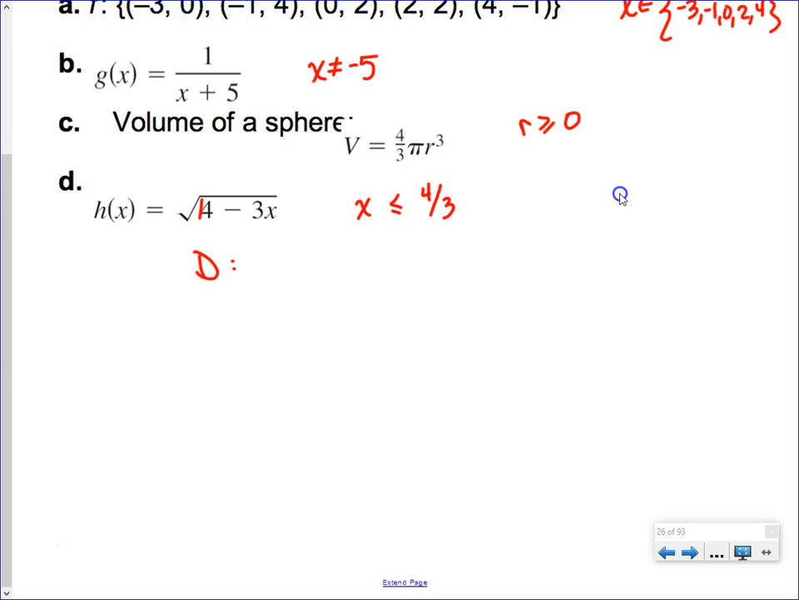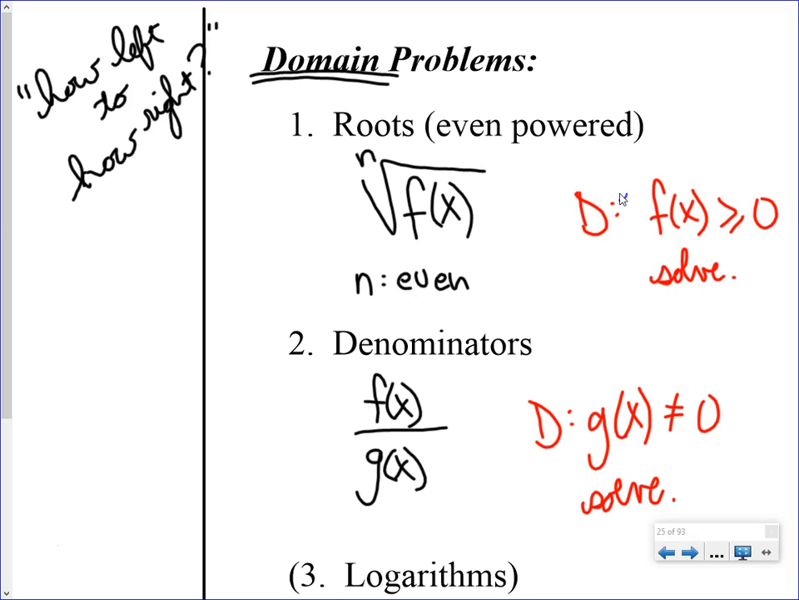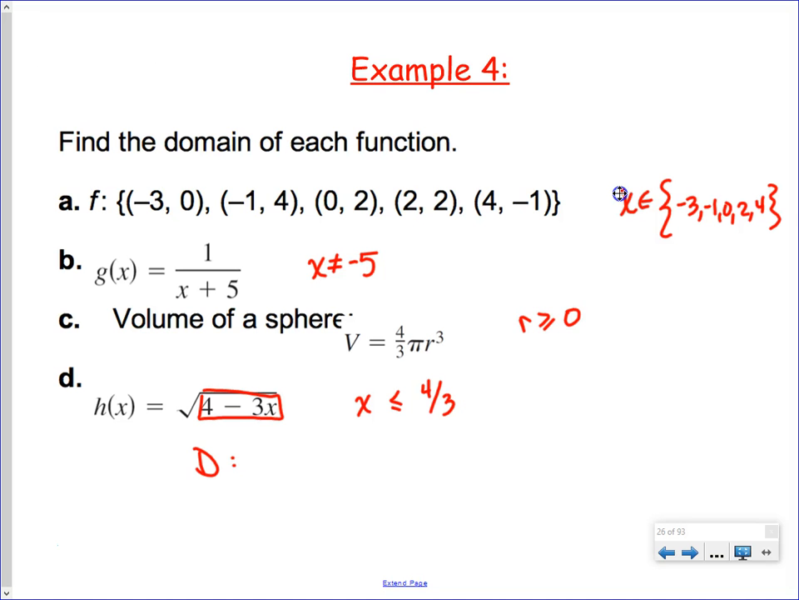Is it better if you don't look at this as 4 minus 3x and you look at it as square root of box? And look on the page before. Instead of thinking of square root of f of x, you talk about square root of box. Whatever is under the square root. How do we set up an expression to solve? We take it and we do what to it? Set it greater than or equal to 0. Some of you weren't confident because you saw a less than or equal to, but it works.